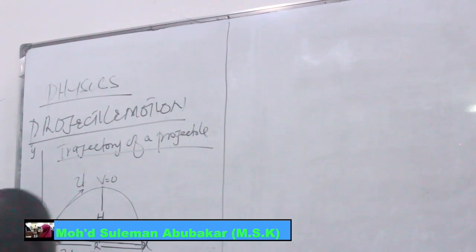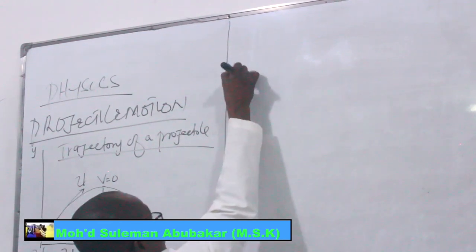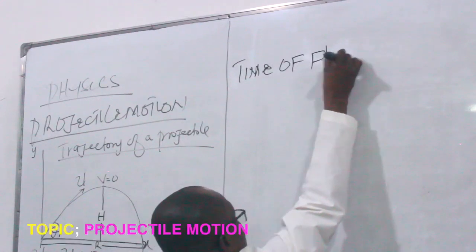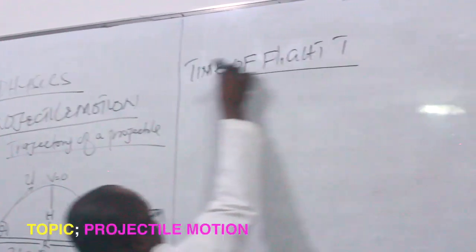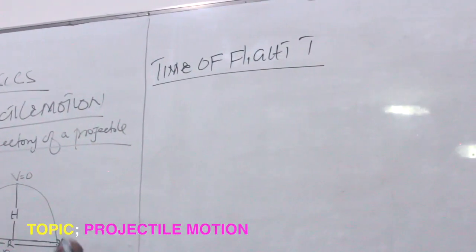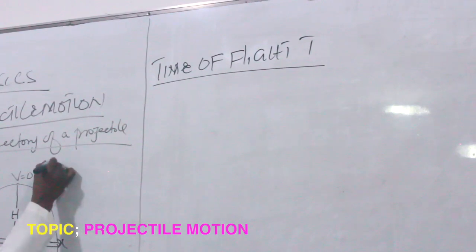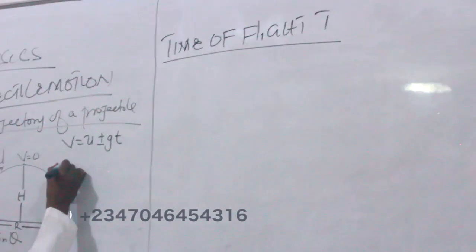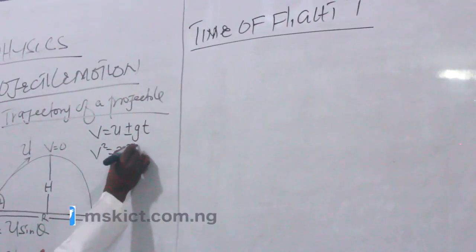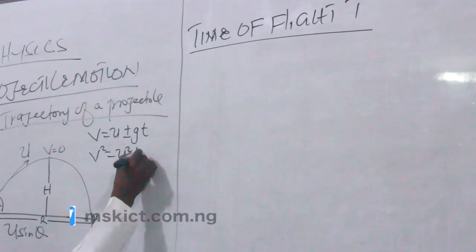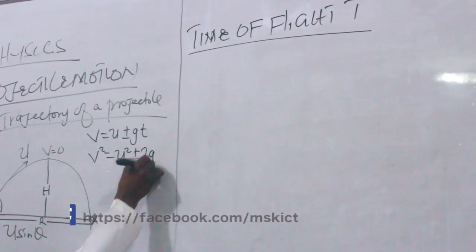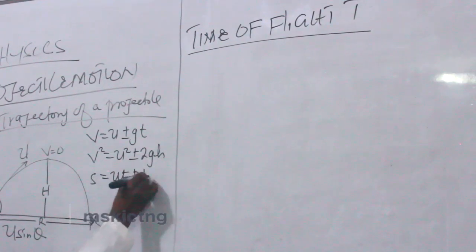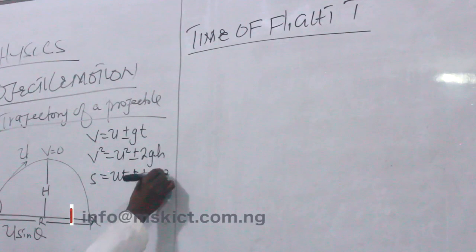All right. The first one is time of flight, capital T. To derive the equation for time of flight, if you can remember the various equations of motion we discussed: v equals u plus or minus gt, v squared equals u squared plus or minus 2gh, and s equals ut plus or minus half gt squared.